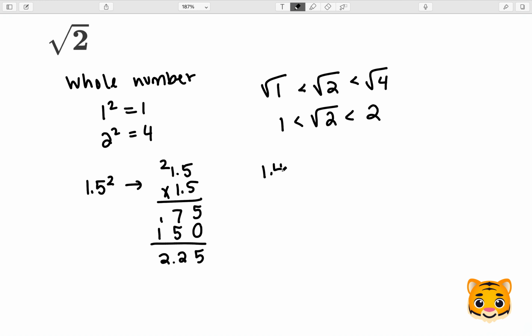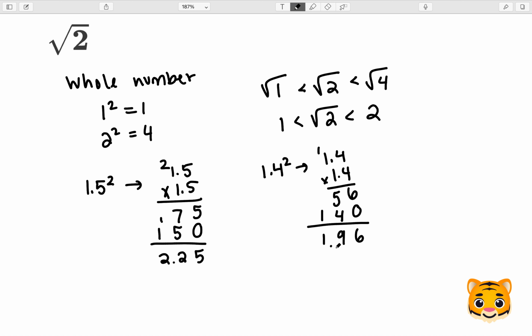Now we can try 1.4 squared, which we will write as 1.4 times 1.4. When we do 4 times 4, we get 16. Carry the 1. We do 1 times 4, we get 4. Add the 1, we get a 5. Now we add our placeholder 0 and do 1 times 4, which is 4, and then 1 times 1, which is 1. Adding these together and placing our decimal point, we get 1.96.